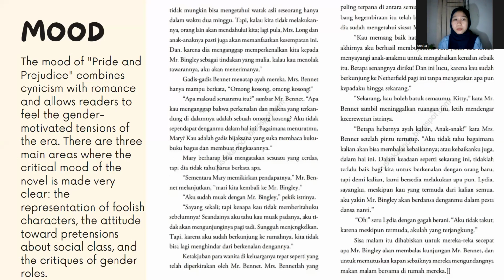The mood of Pride and Prejudice combines cynicism with romance and allows readers to feel the gender-motivated tension of the era. There are three main areas where the critical mood of the novel is made very clear. The first is the representation of the characters, the second is the attitude toward social class, and the last is the critique of gender roles.